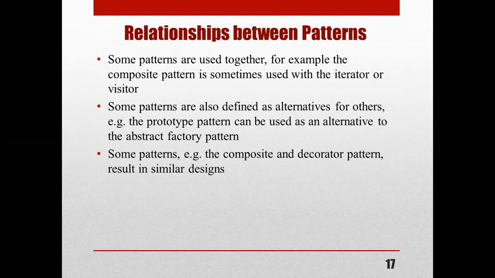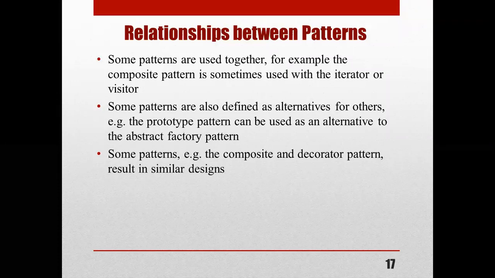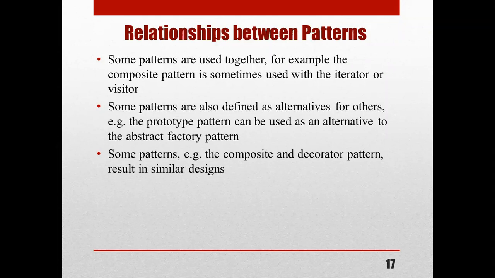The next point is the relationship between patterns. There are some relationships between the number of patterns that we are going to use for software design. Some patterns are used together. We have seen the different patterns, 23 patterns under three categories. For example, the composite pattern is sometimes used with the iterator or visitor pattern. A number of patterns can be used together for getting the solution for that problem. Some patterns are also defined as alternatives for others.